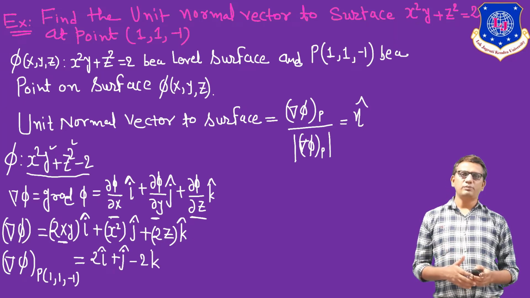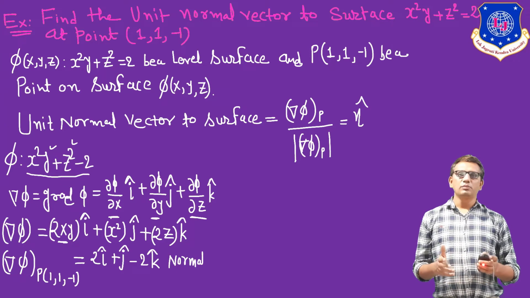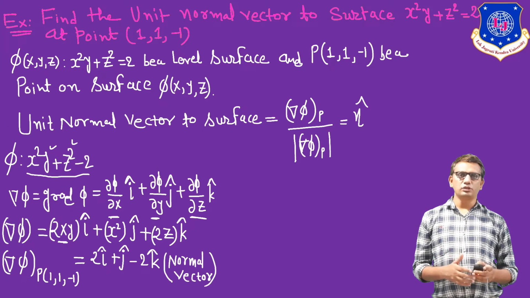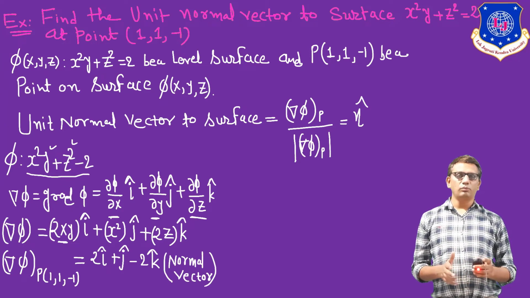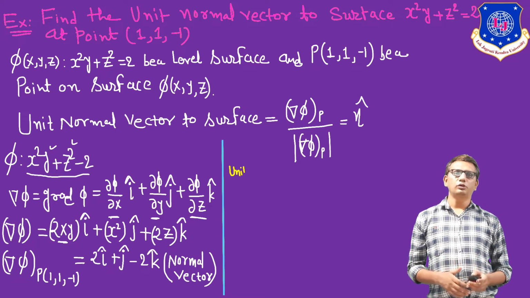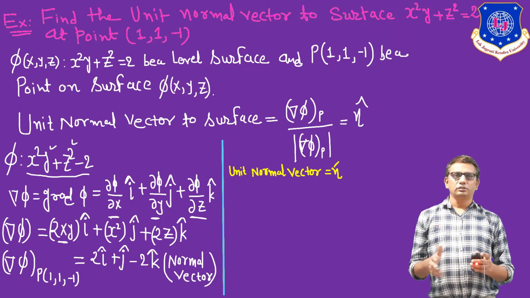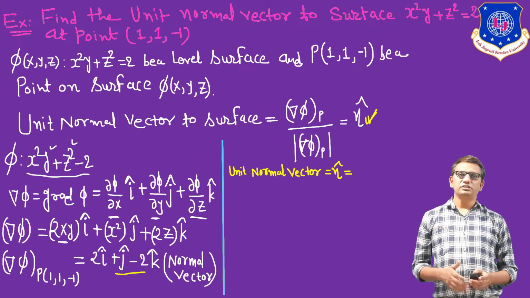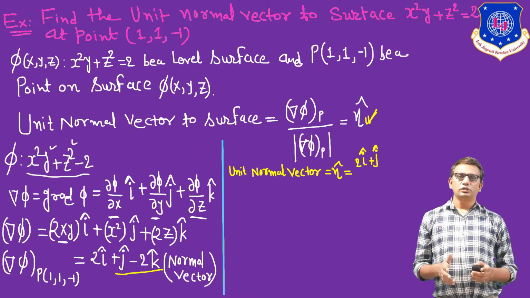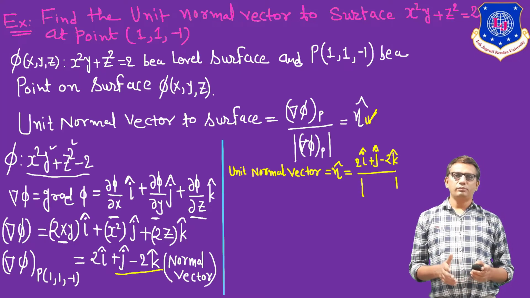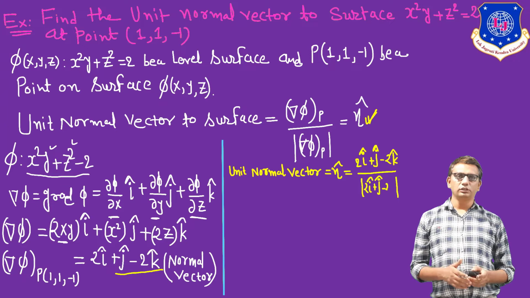So our gradient at point P is 2i plus j minus 2k, which is our normal vector to the surface. But we want to find the unit normal vector, so we will find the length of that particular vector. Now we find the unit normal vector of our normal vector, which is n bar, equal to 2i plus j minus 2k upon the length of that particular vector.